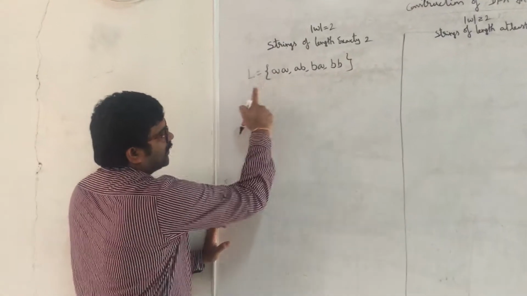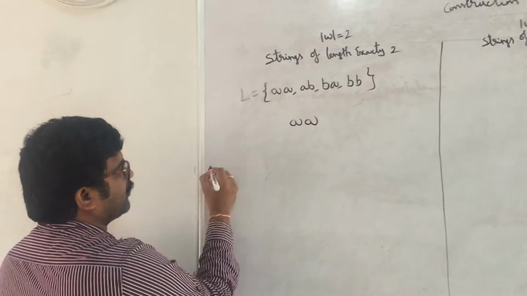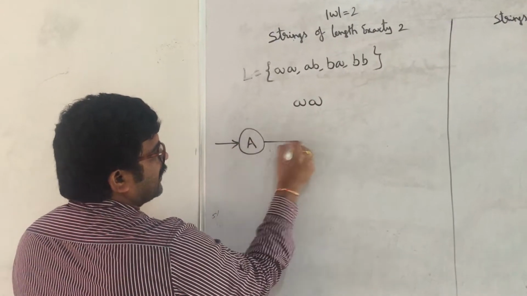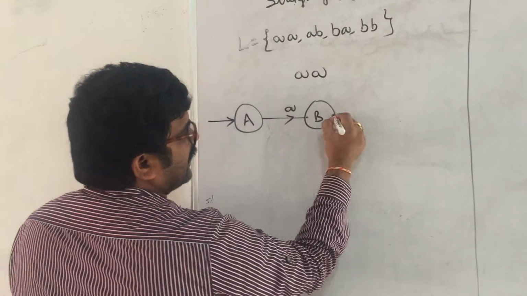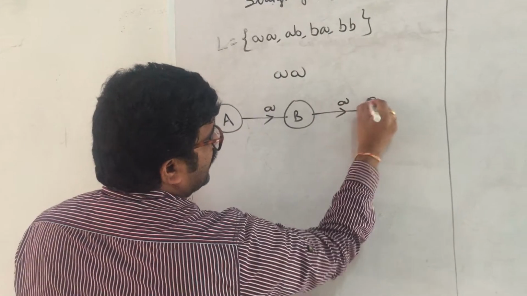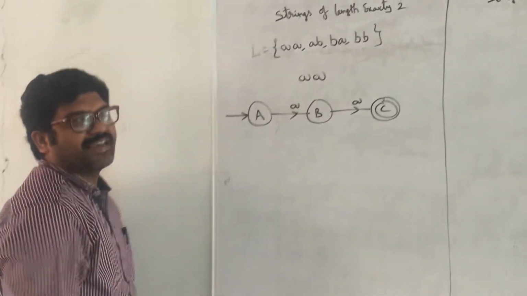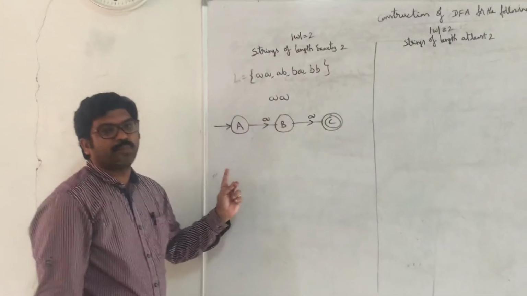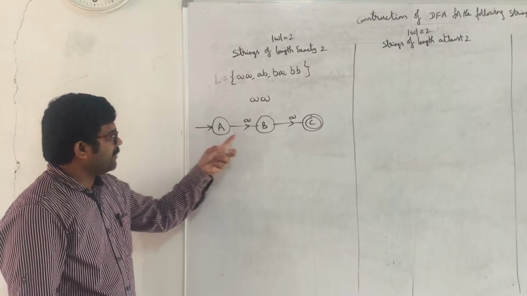Okay, so here all the strings are of the same length, so let us say I am taking the string aa, and for that I am drawing the skeleton. This is my starting state A, and with the input symbol a I reach the state B, and then with a I reach state C, which is my final state. This is my skeleton. Now I need to convert the states into complete ones. So here A, B, C.